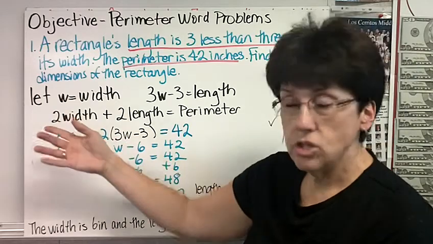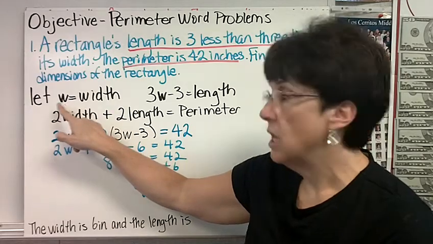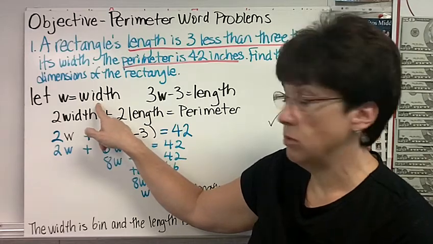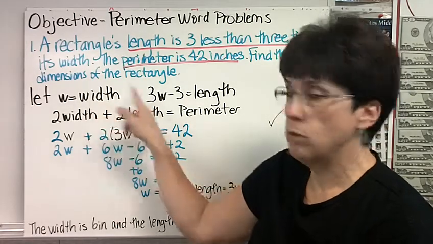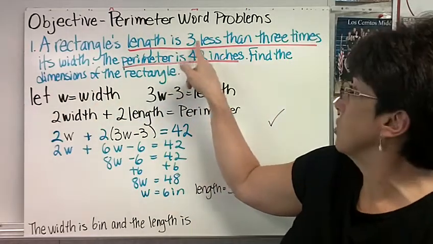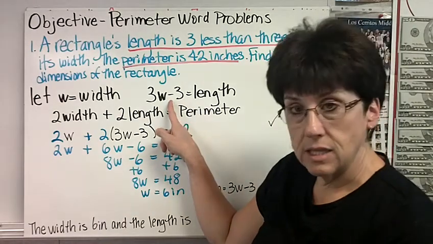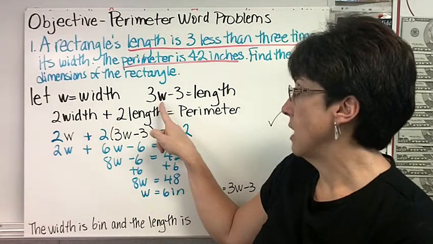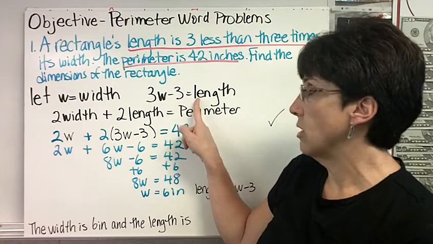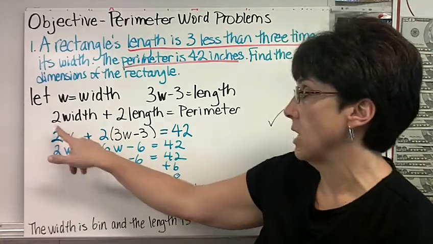So we can generalize and say we always start out with our let statements defining our variables. Let W equal width. Okay? These are not two variable problems. It's one variable, okay? Let W equal width. And now I need to write the length is 3 less than 3 times the width. Well, we know if it's 3 less than, that it's going to be subtract 3. So 3 times the width minus 3, that's 3 less than the 3 times the width. That's our length, okay?